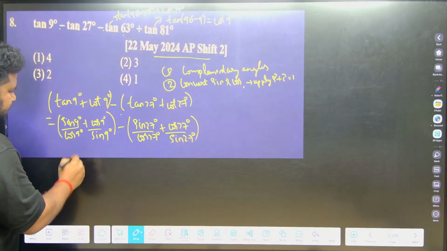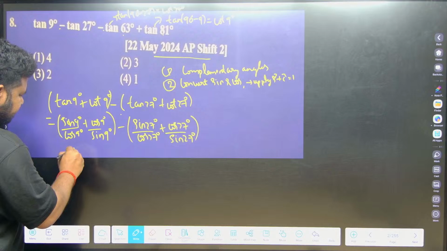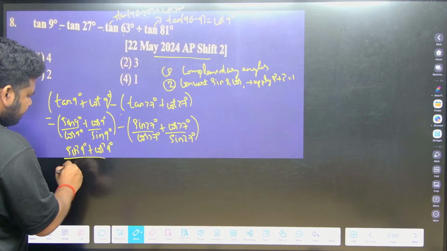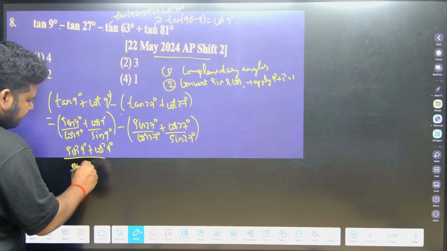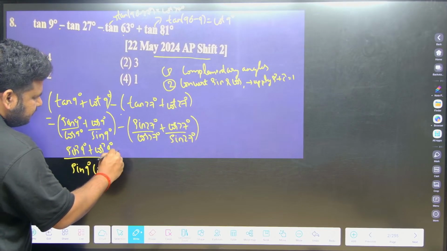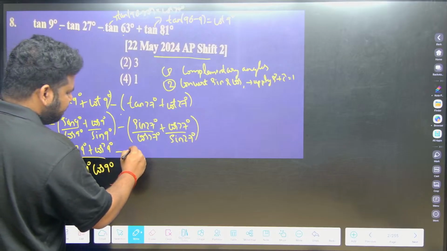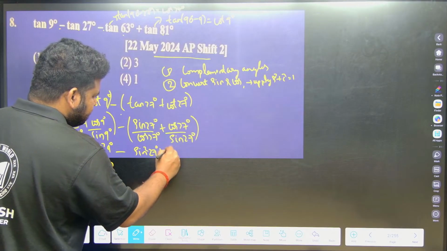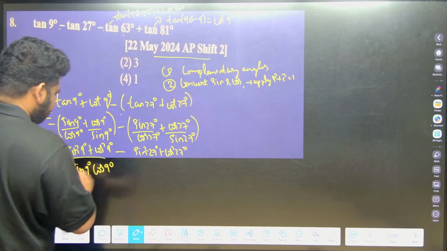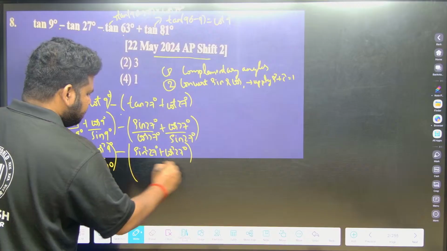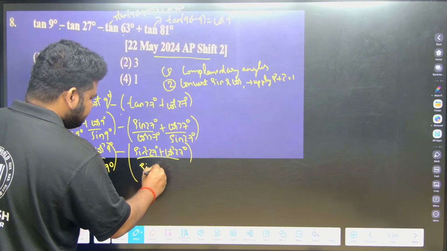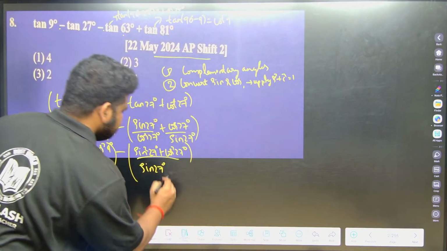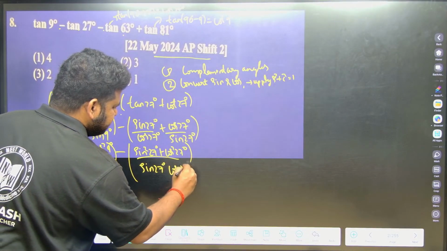Okay, if I take the LCM, this will become sin square 9 degree plus cos square 9 degree divided by sin 9 degree into cos 9 degree, correct? Minus, if I take LCM, this will become sin square 27 degree plus cos square 27 degree, within the bracket, divided by sin 27 degree into cos 27 degree. This is what I have.